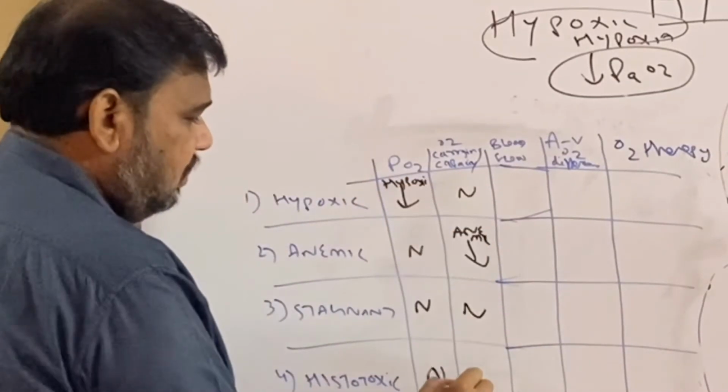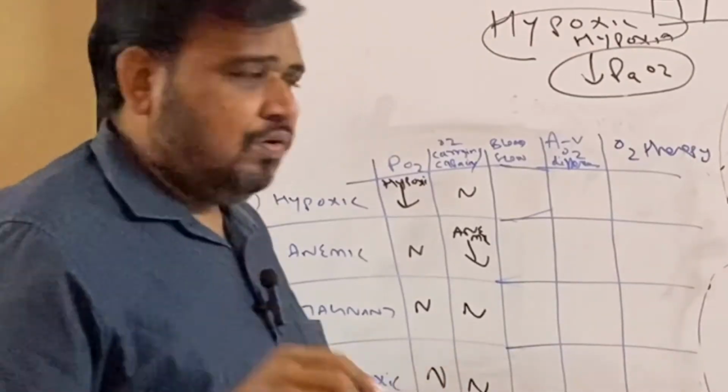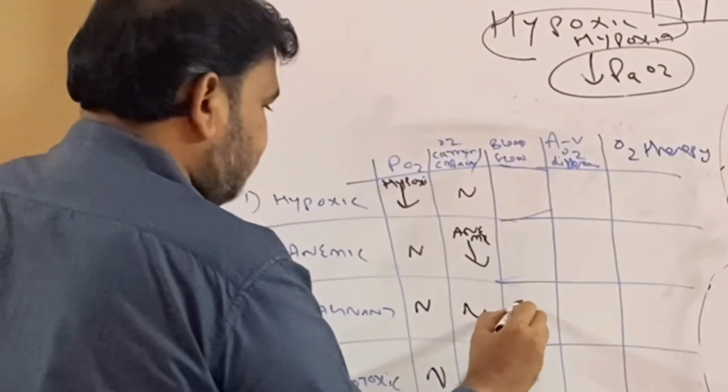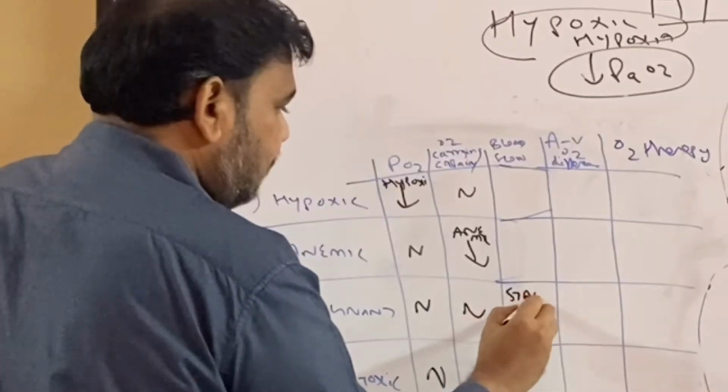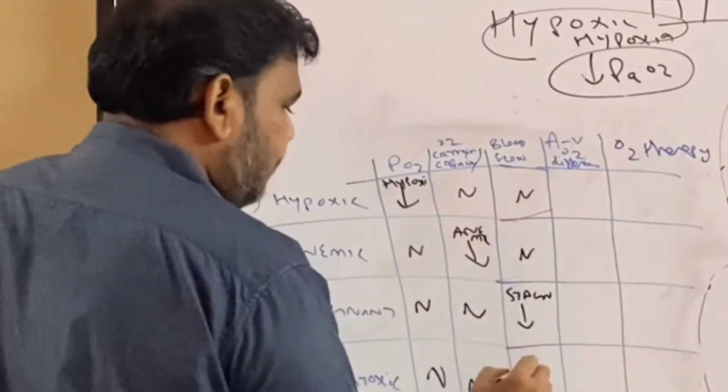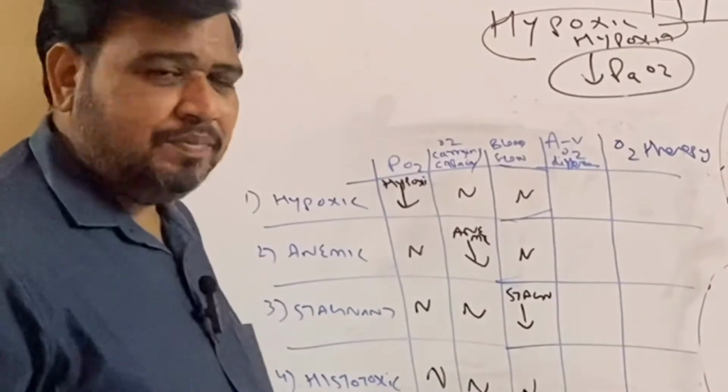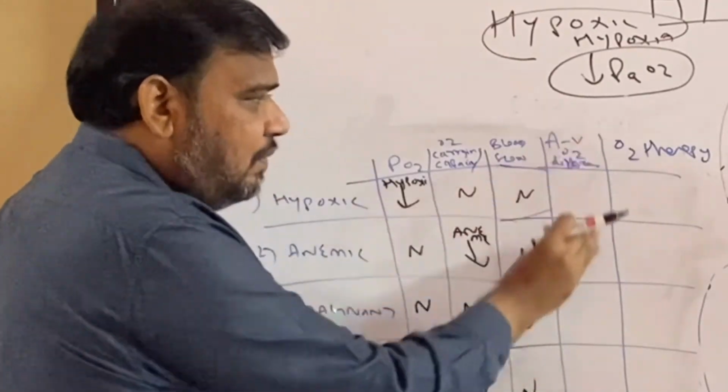Otherwise normal, simple. Now coming to blood flow. Blood flow will be decreased in stagnant hypoxia. Blood flow is normal in other types of hypoxia. See, it's very simple. Now you have to concentrate a little bit on this.